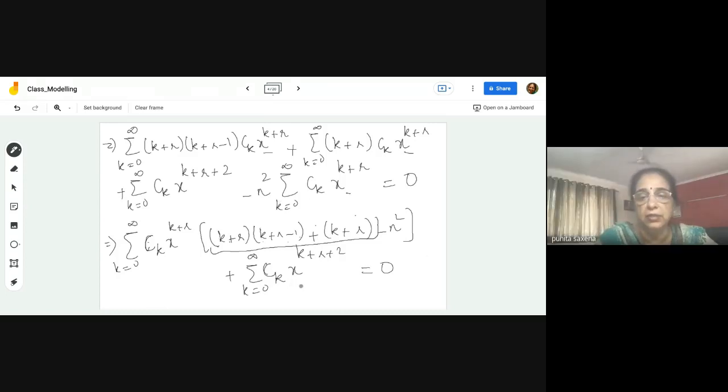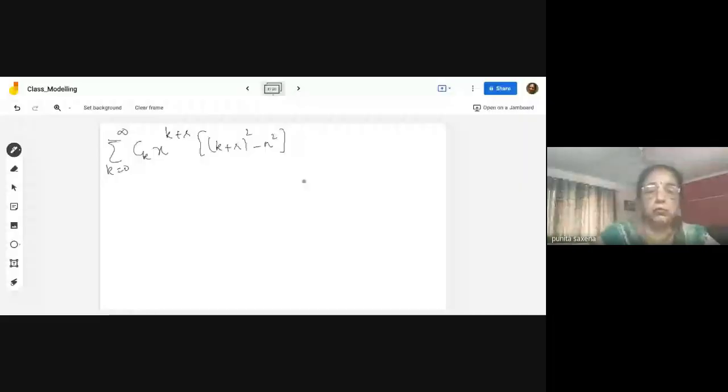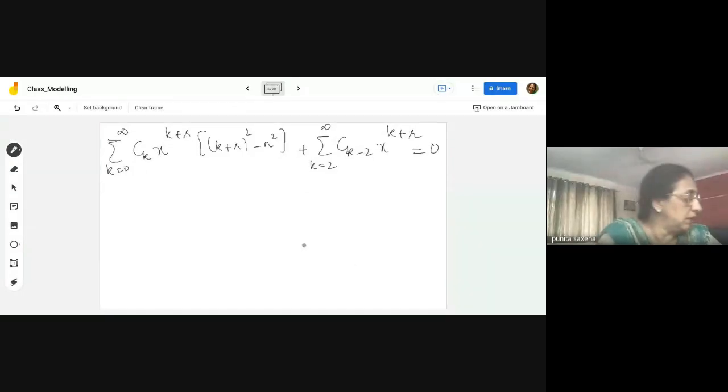And the last summation, I can change the index and the starting point because I have to keep it as x to the power k plus r. So it's going to be plus summation k from 2 to infinity c k minus 2 x to the power k plus r equal to 0. I hope there's no confusion till this stage. Right? This is the same procedure that we have done earlier for so many problems.